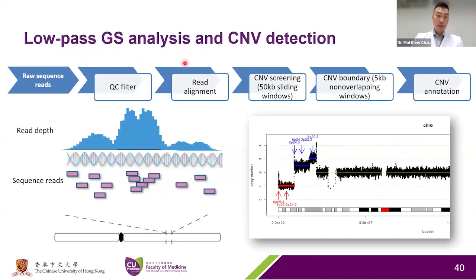And this is the low-pass genome sequencing analysis and CNV detection workflow. Basically, the reads would be filtered through QC steps, so the poor quality reads are thrown away, and the higher quality reads are aligned to the genome. These reads fall into bins. We'll calculate the number of reads within each bin, and higher coverage areas we can call as duplications, and lower coverage areas we'll call as deletions.